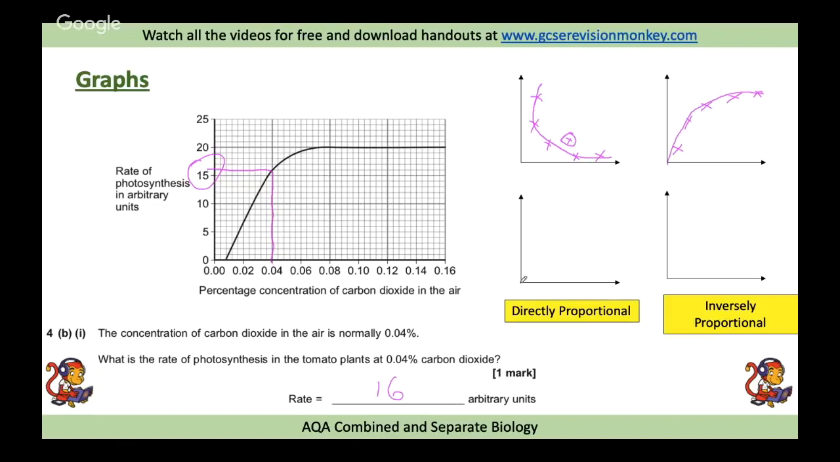A directly proportional one is a straight line through the origin. So it could be like that, or like that, or like that. They're all directly proportional if it's a straight line. And inversely proportional means that as x gets bigger, y gets smaller. So it will look something like that. So as one gets bigger, the other one gets smaller.